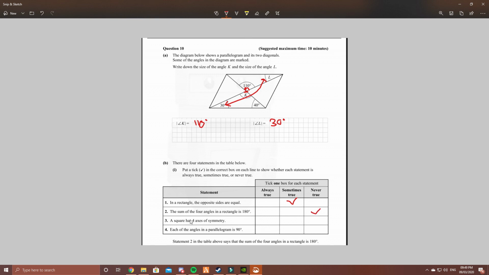Square has 4 axes of symmetry. That's always going to be true. It has the 2 diagonals, and you can cut it 2 more times. And each angle of a parallelogram is 90 degrees. That sometimes is true if it's a square. Otherwise, it can be something else.